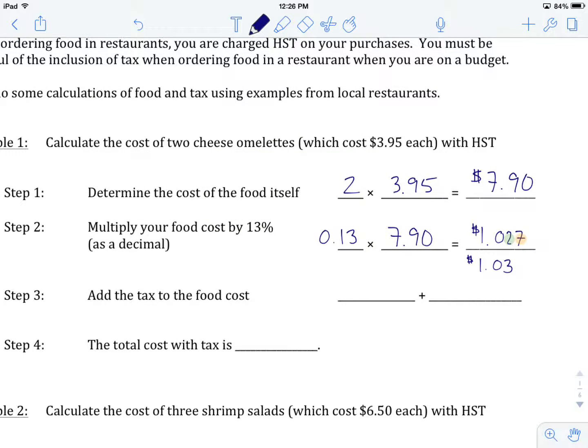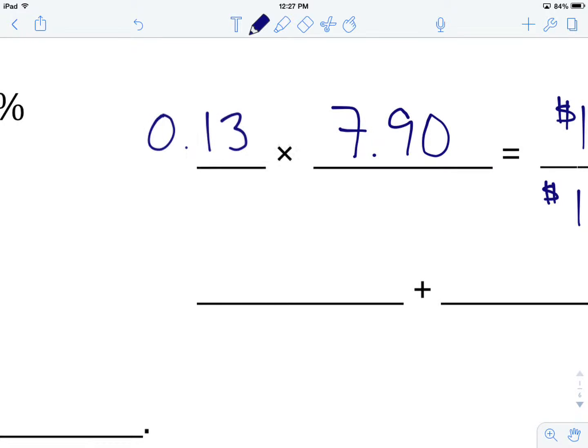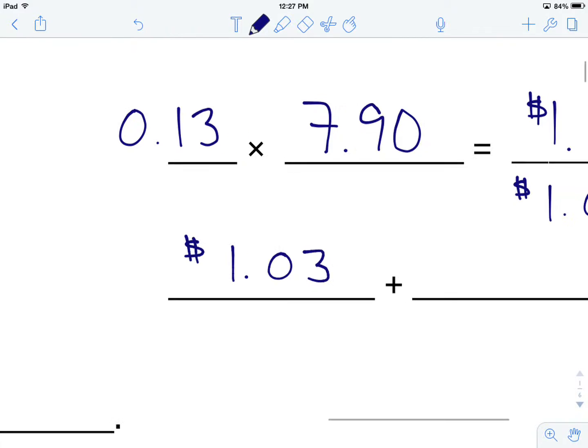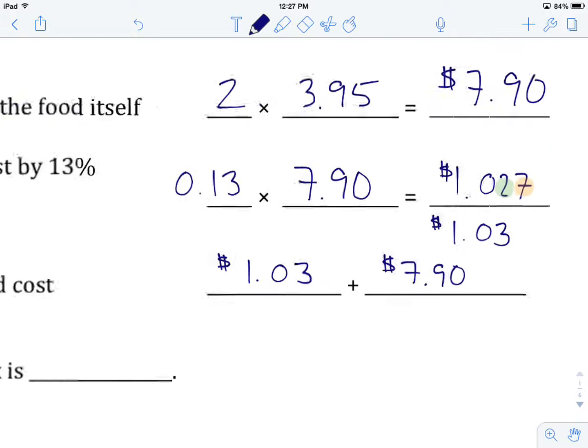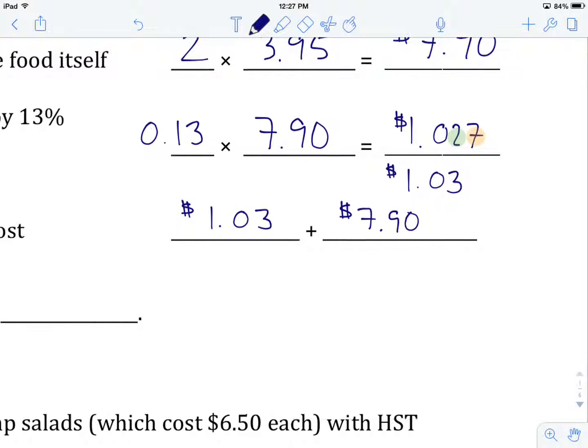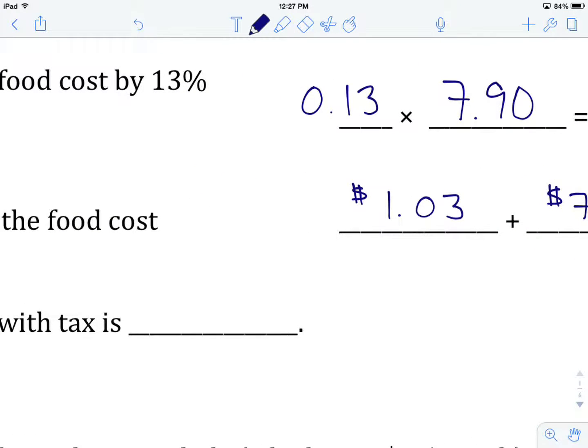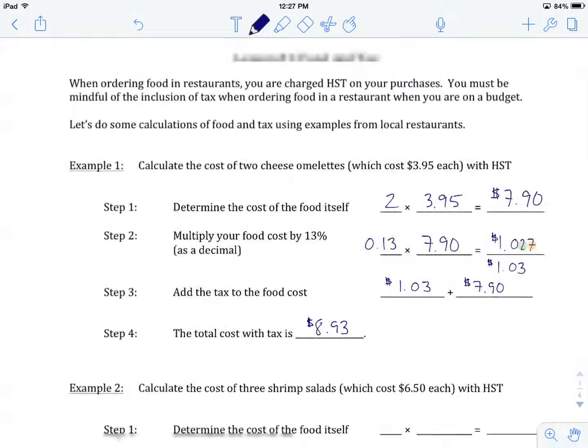The last step is to add that tax that we've calculated back to the food cost. So we have our tax, which we just determined was $1.03. We're going to add it to our $7.90. Again, you can type this into your calculator. And it's going to give us a total of $8.93, which we write in at step 4. So the total cost with tax, $8.93.